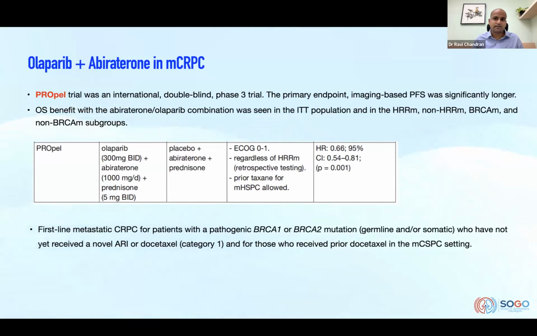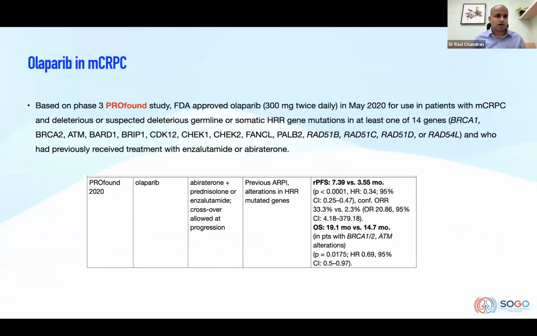So as already mentioned, irrespective of mutation status, there was an OS benefit, propping up this combination as a category 1 recommendation in the first-line metastatic CRPC setting. Next, apart from the combination of olaparib with abiraterone, olaparib alone was also evaluated in the PROfound study.